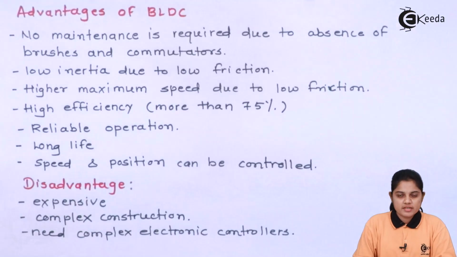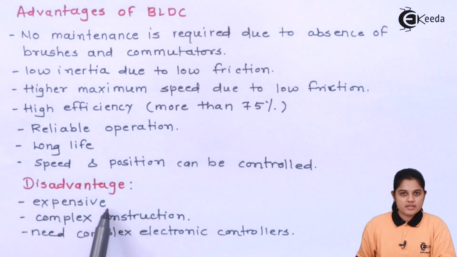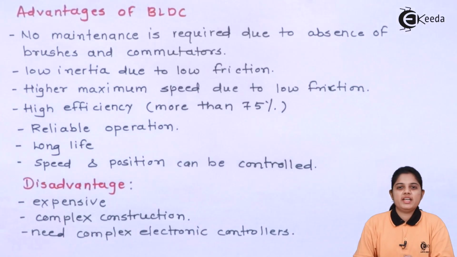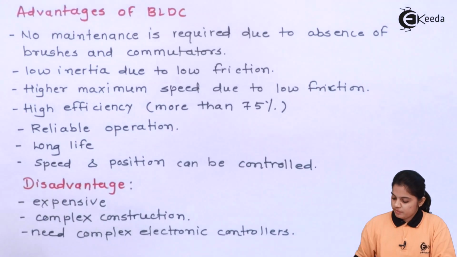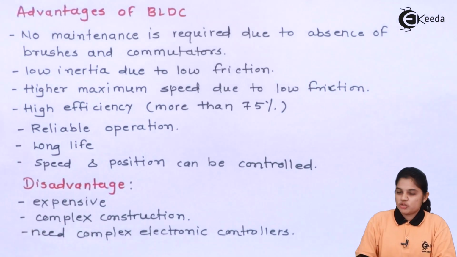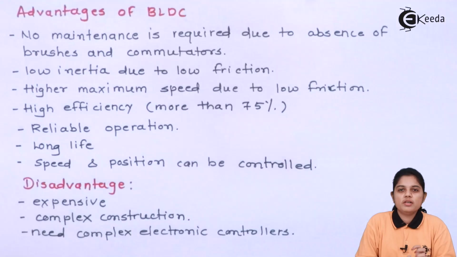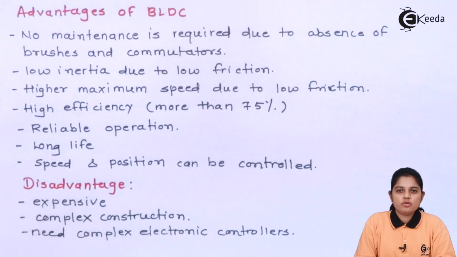But it has some disadvantages. It is expensive. Because of so many advantages, the machine is expensive. It has a complex construction. It needs a complex electronic controller. Controlling the machine needs some complex circuitry, and that is a disadvantage related to the BLDC motor.